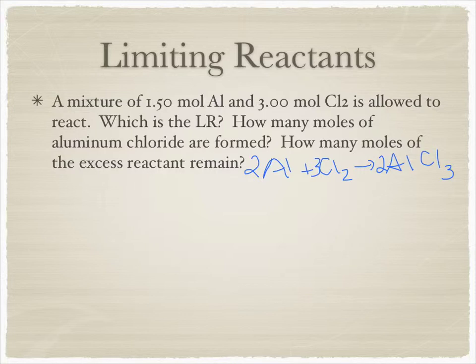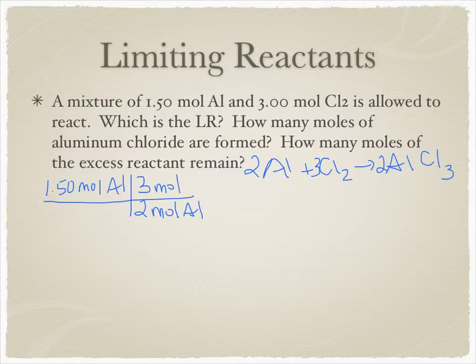All right, so now we need to figure out if we have 1.5 moles of aluminum, how much chlorine do we actually need for that amount of aluminum? So for every 2 moles of aluminum, I need 3 moles of chlorine. Now that math would give me, what do you suppose? Well, if we do the math, we get 2.25 moles of chlorine.